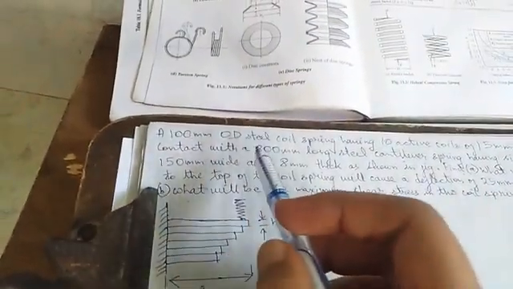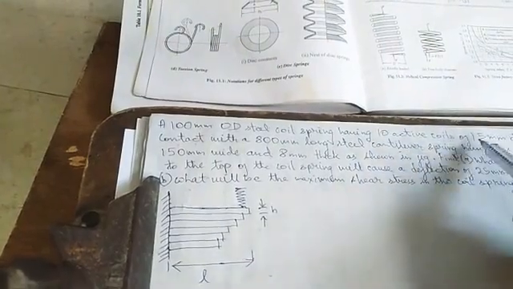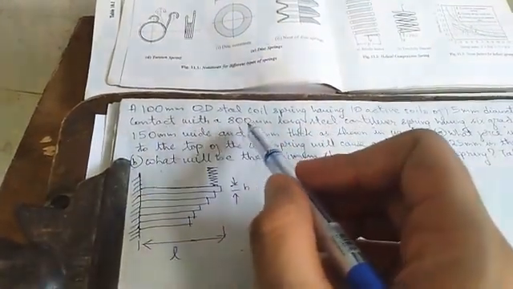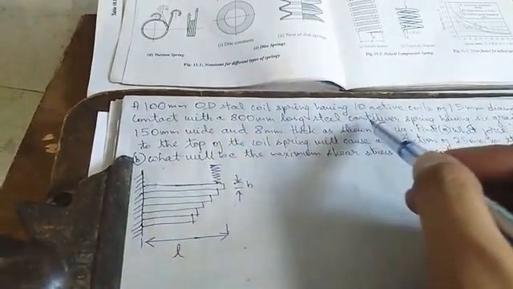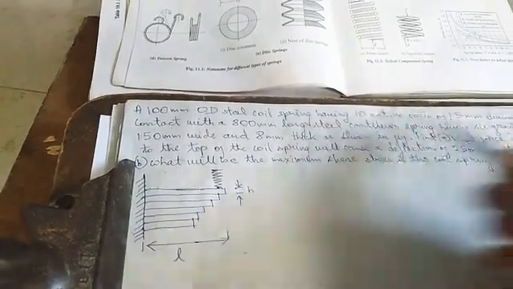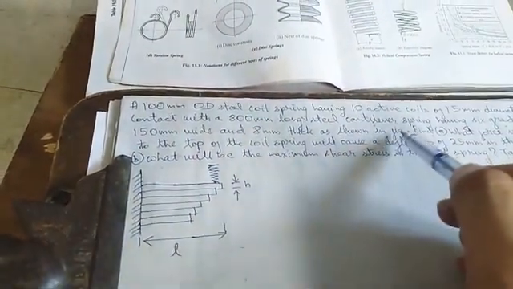A 100 outer diameter steel coil spring having 10 active coils of 15 diameter wire is in contact with a 800 long steel cantilever spring having 6 graduated leaves of 150 wide and 8 thick, as shown in the figure.